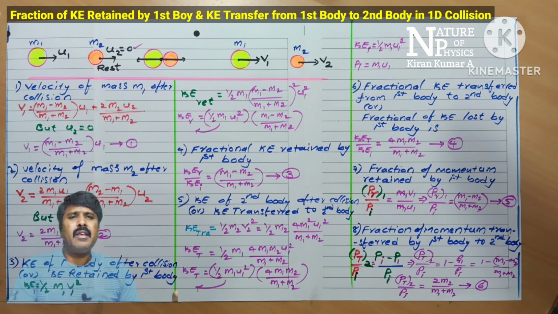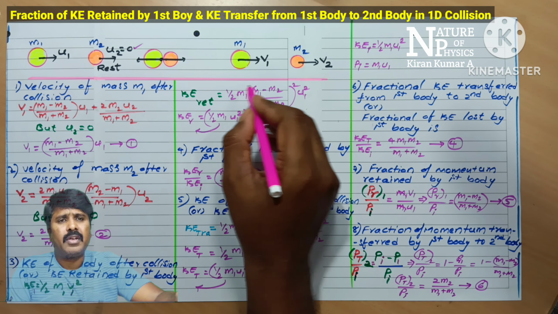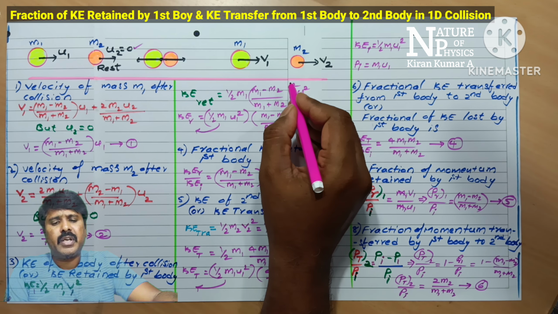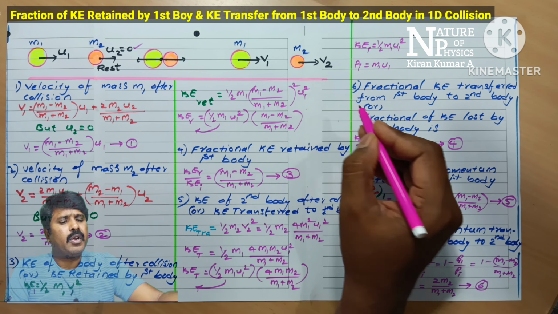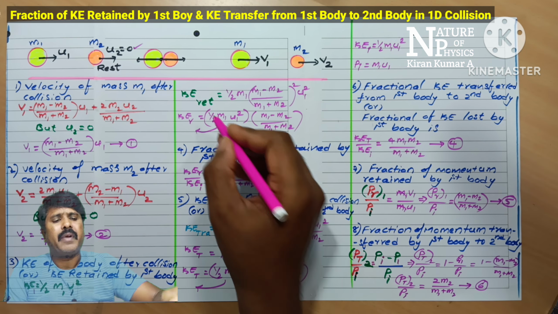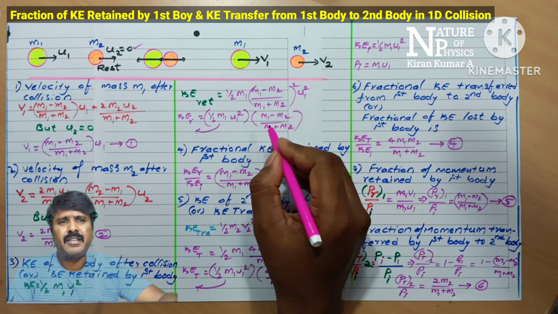This is clear information about the one dimension elastic collision, in which we see the fraction of kinetic energy transferred from the first body to the second body and the fraction of kinetic energy retained by the first body.